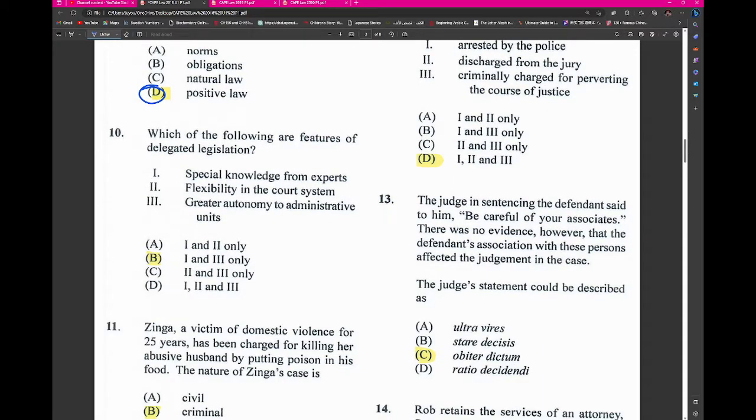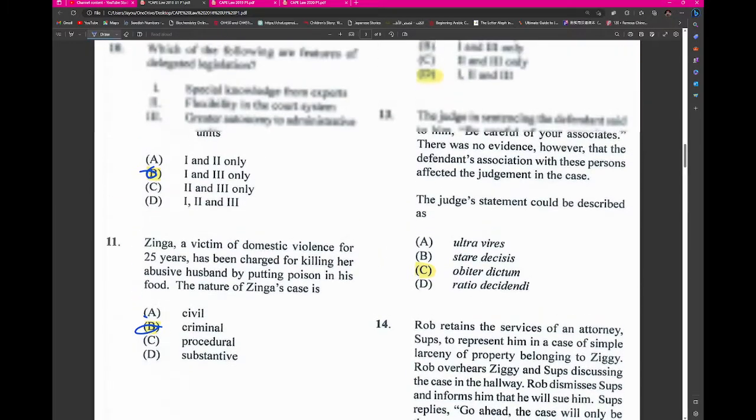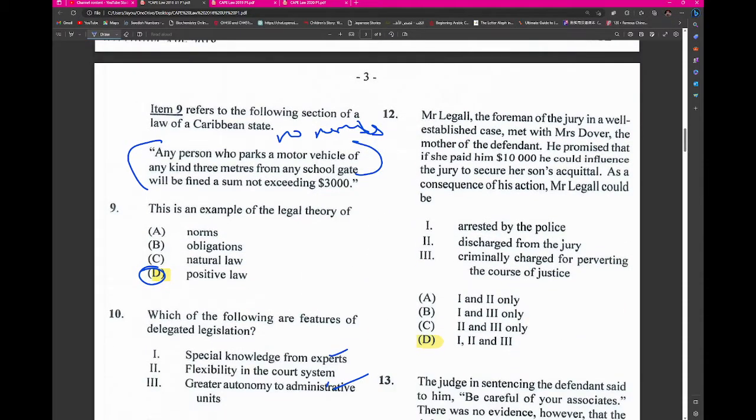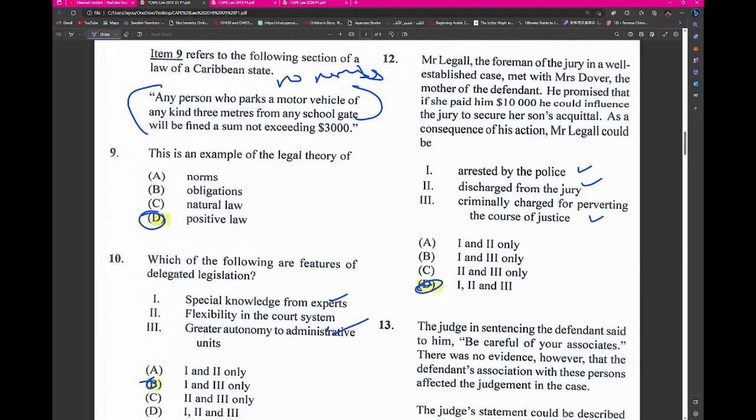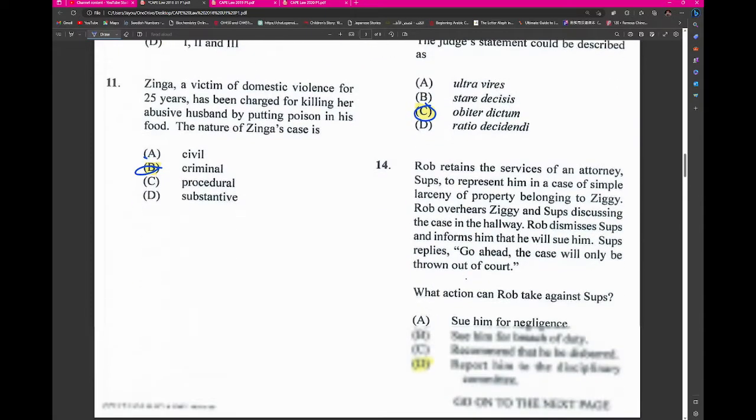Which of the following are features of delegated legislation? So B, no, could be 1 and 3. Criminal. The killing allows it to be criminal. We're seeing that these tend to repeat. So they promise of acquittal, consequence. So some type of jury nullification, some type of active interference with the jury would allow that to happen. This is obiter dictum here for number 13.